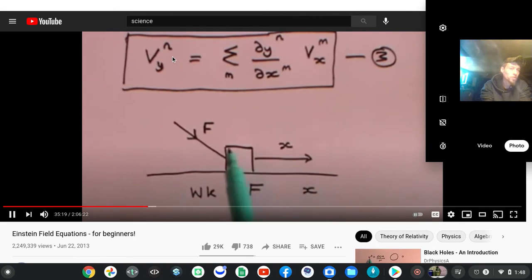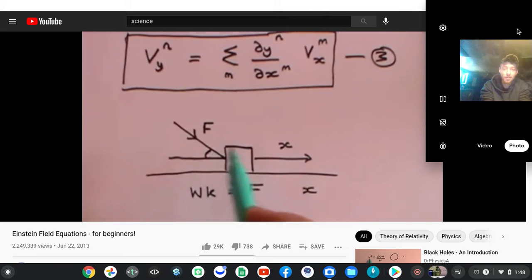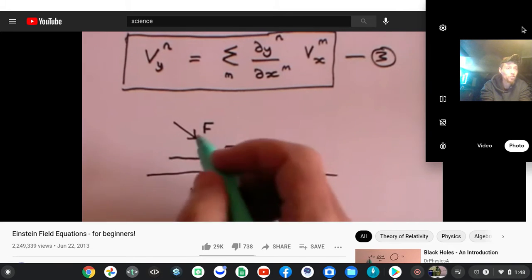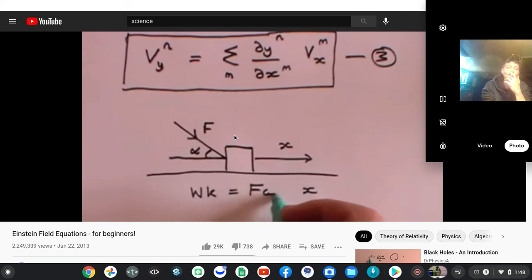But of course we can't just take what that force is. First of all, the component of the force that is moving in the direction we want to go. So if the angle over the place is alpha, then the component of the force acting in the direction of movement is F cosine alpha.